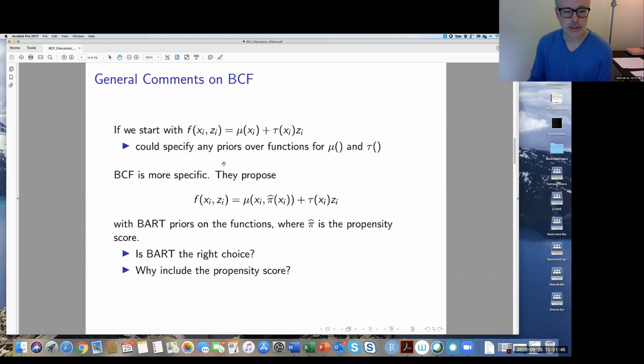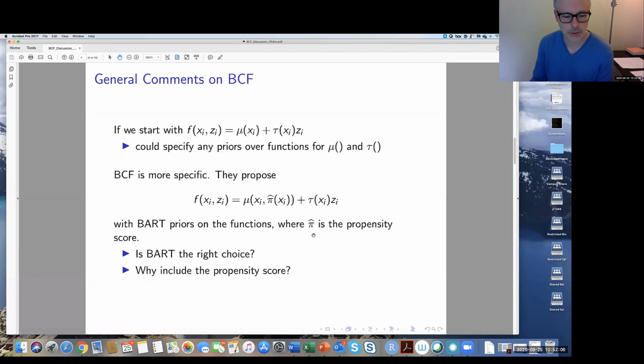But they're proposing something more specific. So they're not just saying do whatever you want up here. They're actually saying, with Bayesian causal forest, use this particular form where you're including the propensity score in this mu function, and then they're using BART priors for mu and tau.